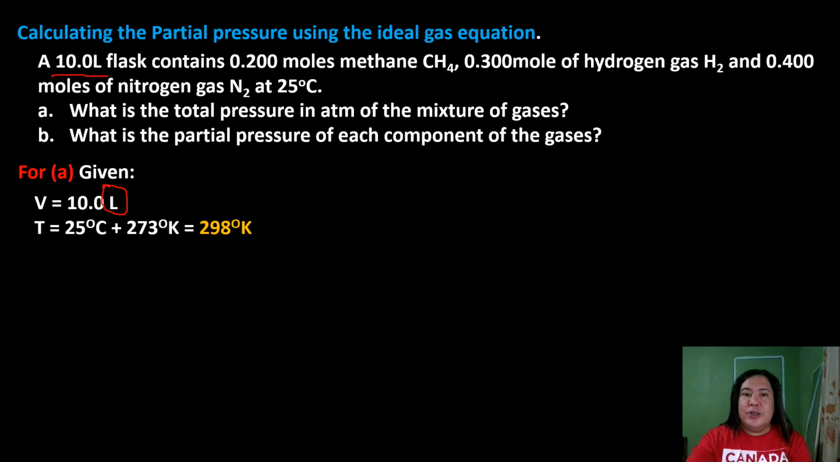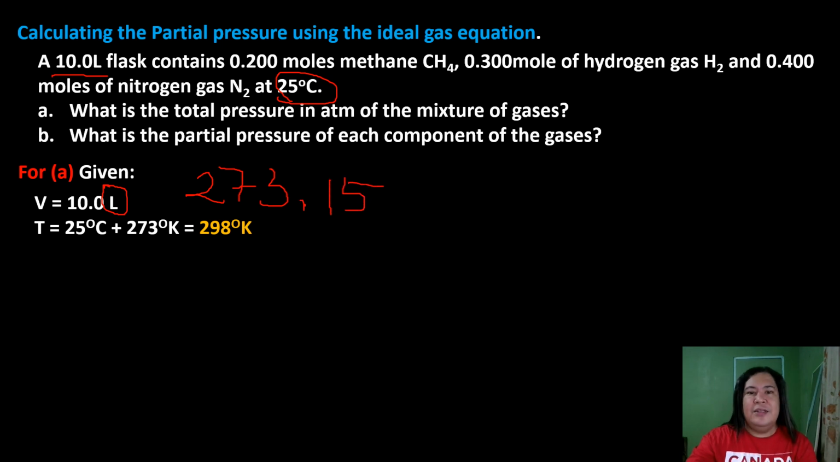Okay, so for temperature, we have 25 degrees Celsius, but you have to convert that to Kelvin also. So that is the basic rule in using the ideal gas equation. All temperature readings must be converted to Kelvin. So dun pa lang sa given, mag-add na kayo ng 273. Actually, the exact value of the Kelvin constant is 273.15. That is the exact value. Okay? Pero ngayon, ang gagamitin lang muna natin is 273 para wala muna kayong decimal point.